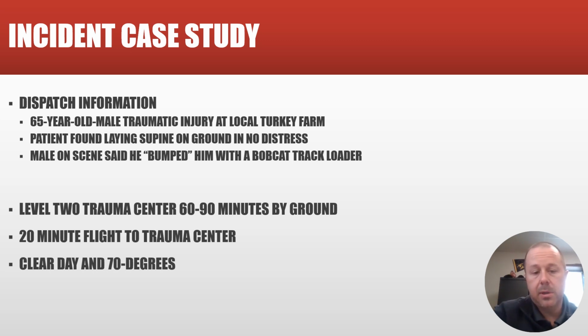So the level 2 trauma center was 60 to 90 minutes by ground, and that is New Hanover in Wilmington from where that location was. 20-minute flight to a trauma center. So you have to kind of look into it like that. The weather is a factor in whether air medical is going to be flying. But on that day, it was a clear day and it was 70 degrees.